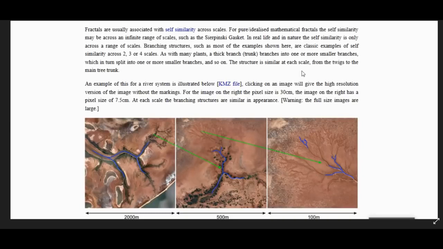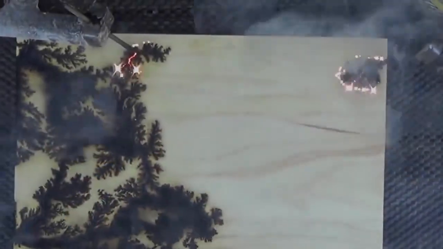Okay, so let's take a look at some videos that show Lichtenberg figures being created using wood, and I believe plexiglass is another example I'm going to show. So let's take a look.